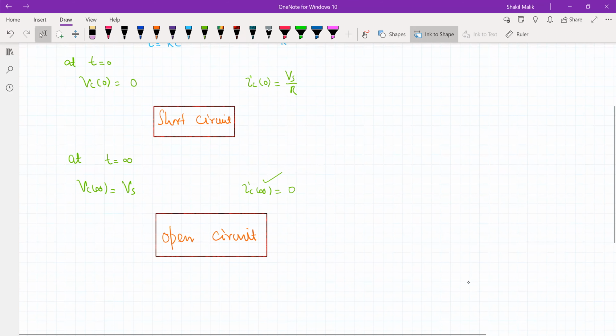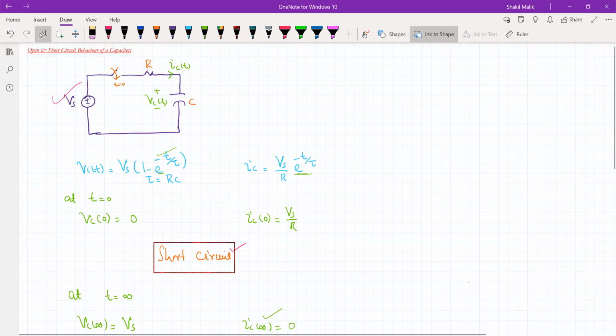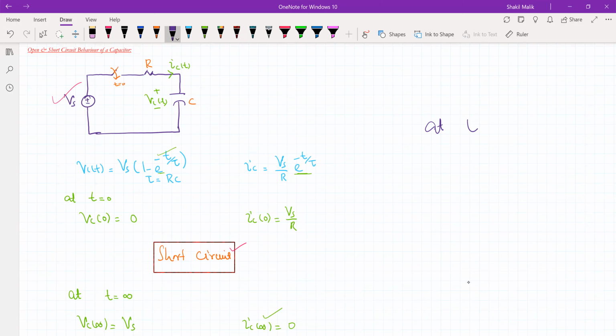So at t equal to infinity, the capacitor behaves like an open circuit, and at t equal to 0, the capacitor behaves like a short circuit. All right, this is very, very important. Now, in the previous sessions, we said the capacitor acquires this voltage at t equal to 5 time constants only, right? We assume it approximately acquires the voltage in 5 time constants.